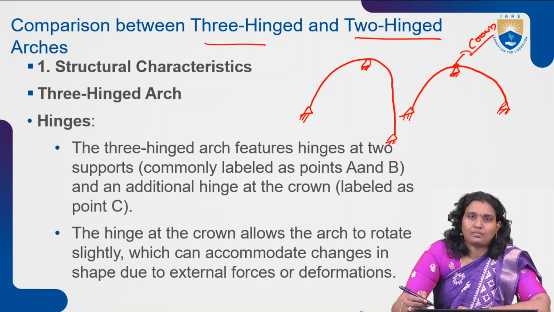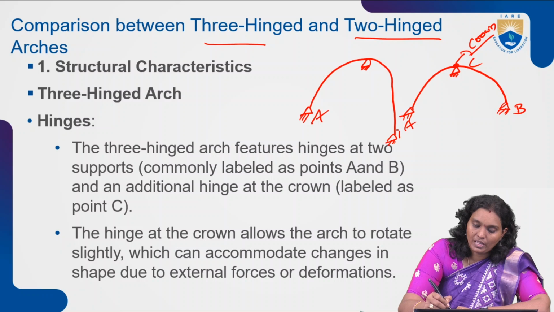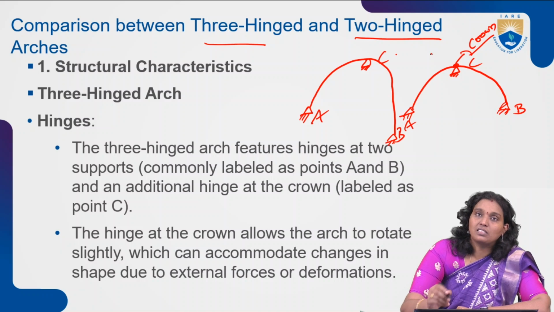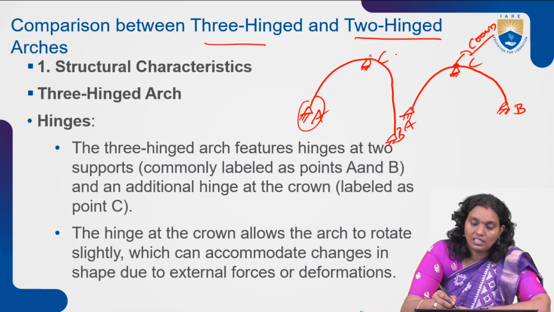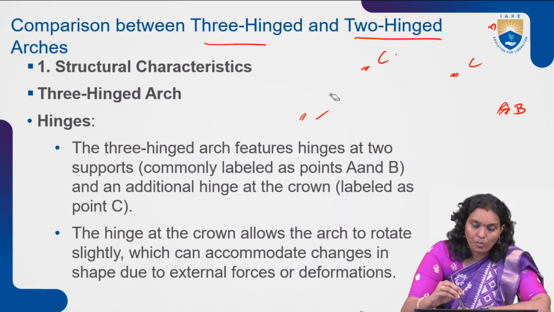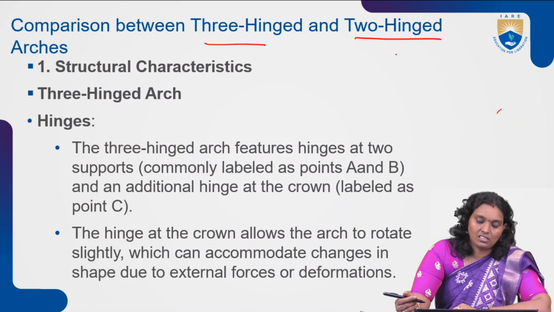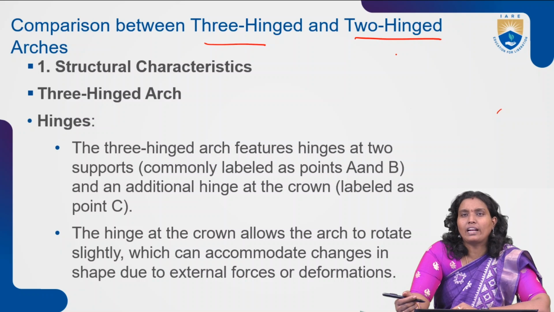Here the hinges are labeled A, B, C, and this is also A, B, C. Whether they are symmetrical or unsymmetrical, these 3 hinges identify a 3 hinged arch. And one more point: the hinge at the crown allows the arch to rotate slightly, which can accommodate changes in shape due to external forces or deformation.